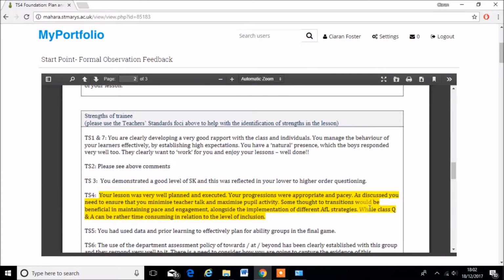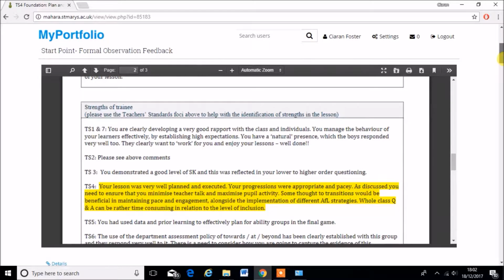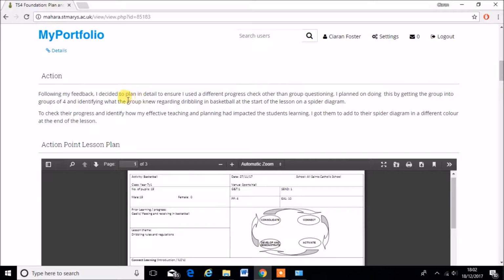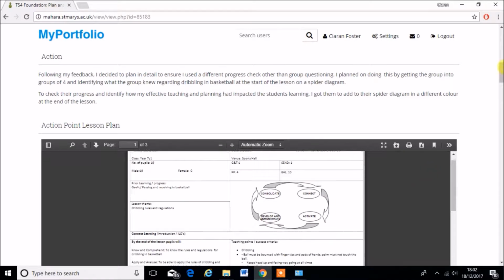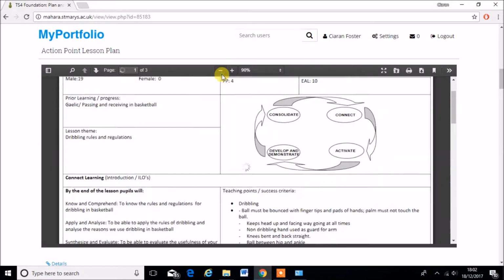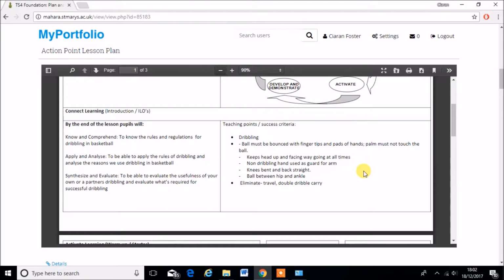So looking at AFL, the main focus here was whole class Q&A. I was not allowed to use it in my next lesson, so I had to plan accordingly, not including whole class Q&A, and use a different tool for pupil progress and monitoring pupil learning. So in my lesson plan, I planned effectively and in great detail.